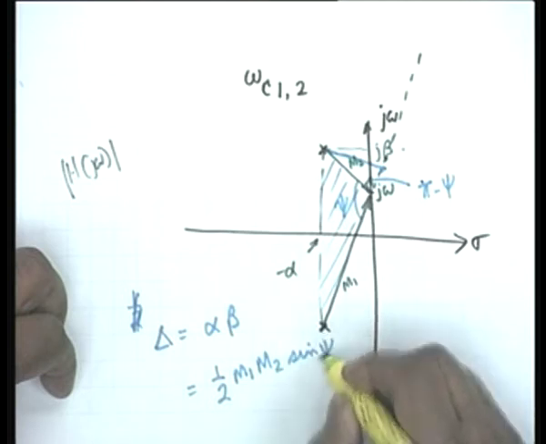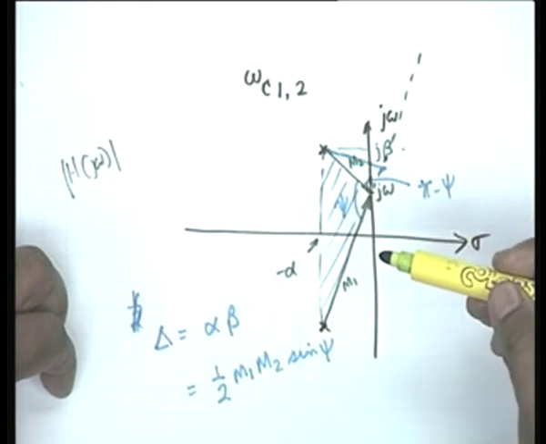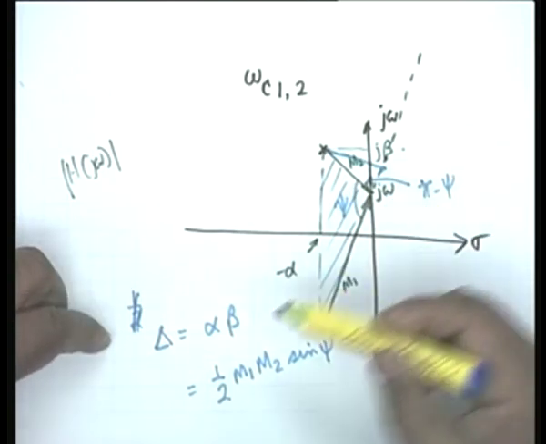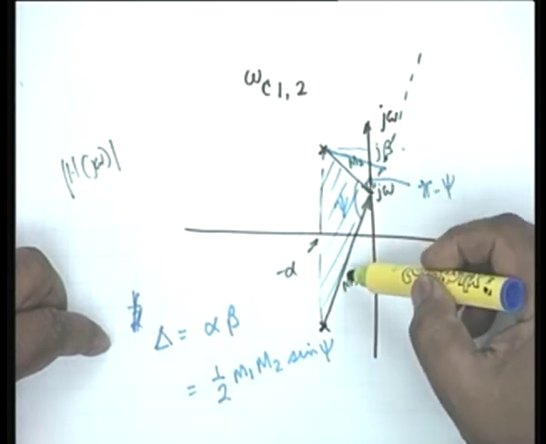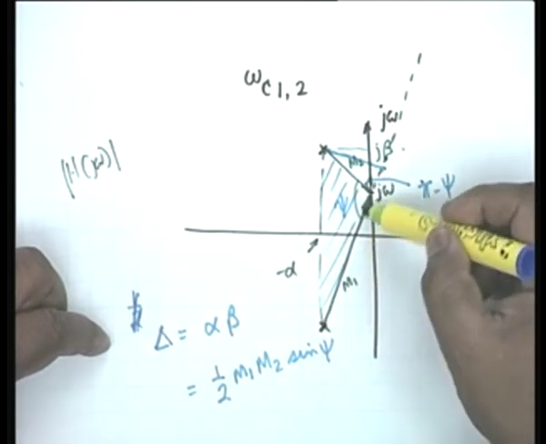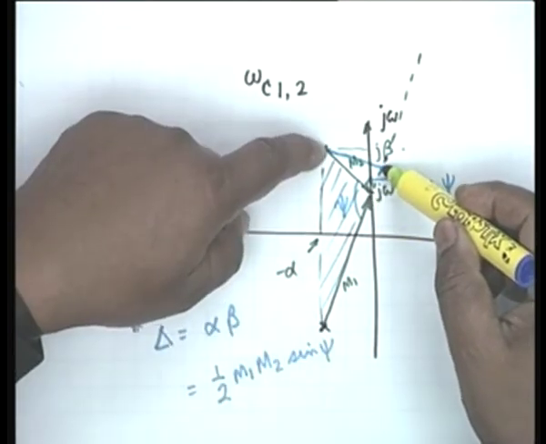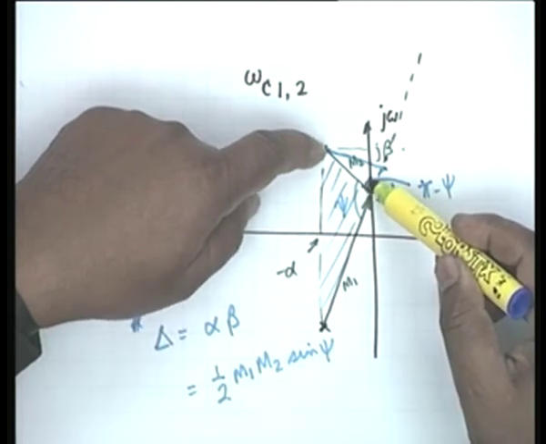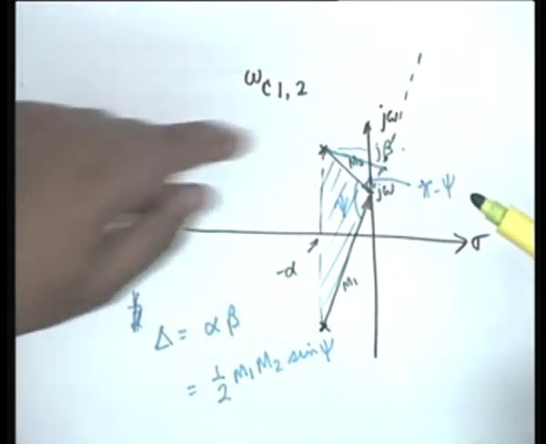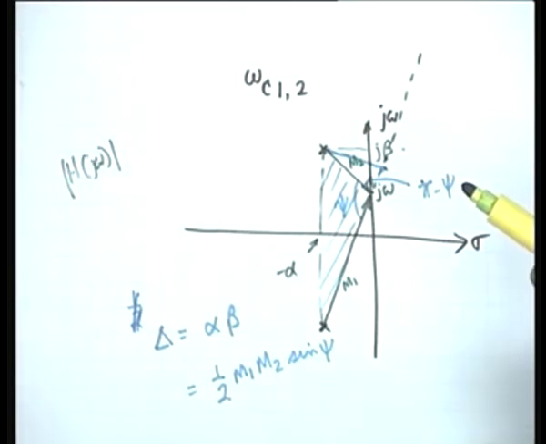Sir, which triangle are we finding the area of? Area of the shaded triangle, the same triangle. I am first finding it in terms of alpha and beta, next in terms of m1 and m2, considering half of m1 as the base and this as the height. This height is found in terms of m2 and this angle is pi minus psi. Therefore, the height is m2 sine of pi minus psi, which is exactly equal to sine psi.